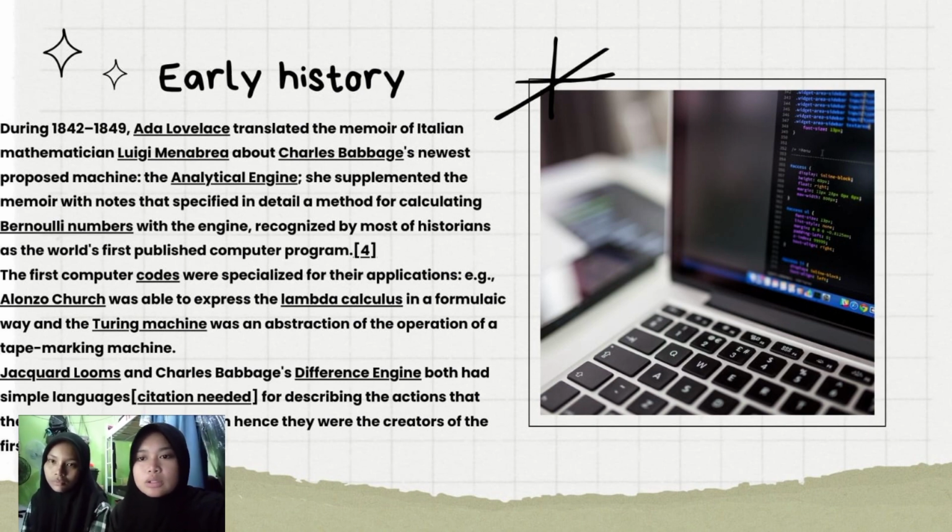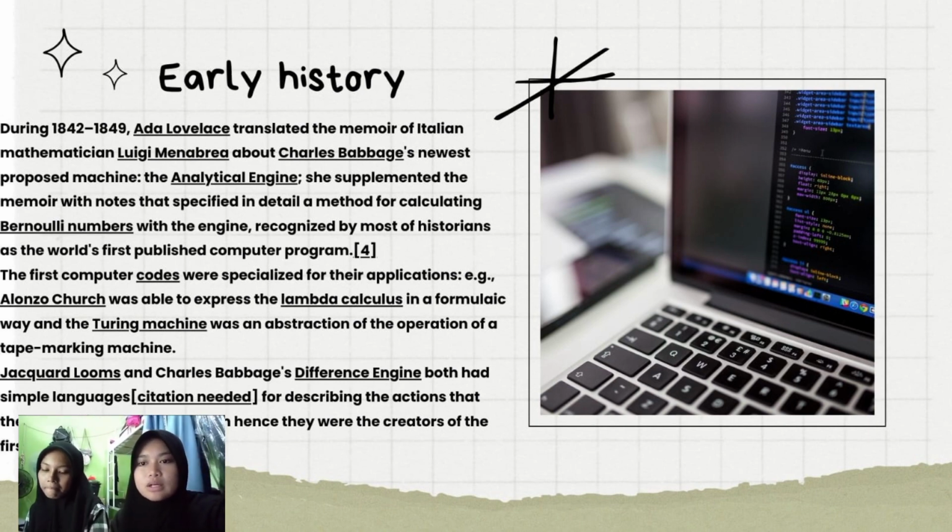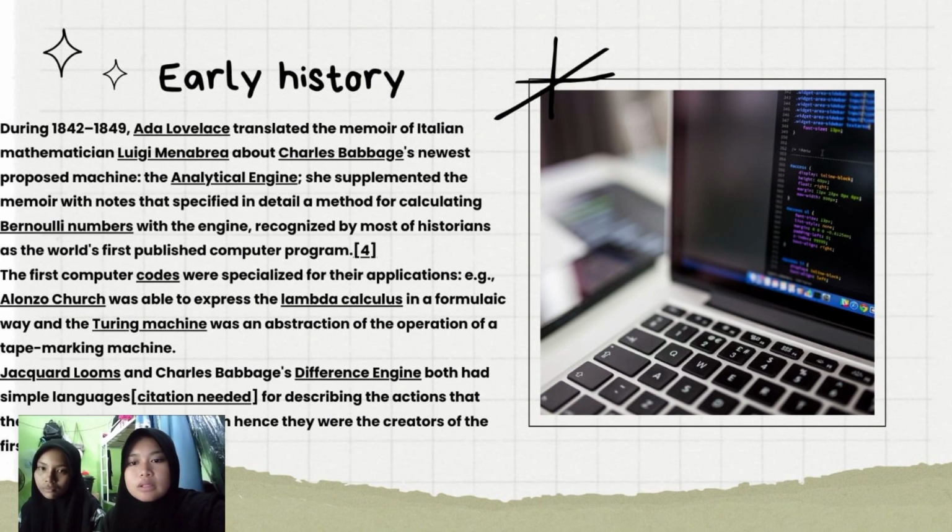The first computer codes were specialized for their applications. For example, Alonzo Church was able to express the lambda calculus in a formulaic way, and the Turing machine was an abstraction of the operation of a tape-marking machine. Jacquard's loom and Charles Babbage's difference engine both had simple languages for describing the actions that the machines could perform. They were the creators of the first programming languages.